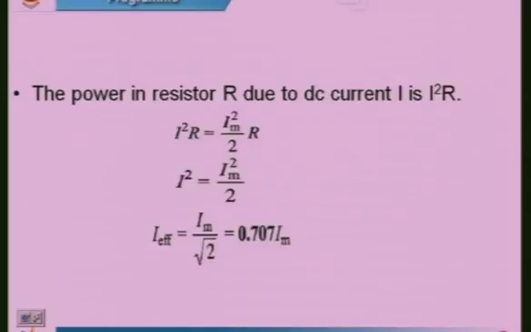Only sinusoidal alternating quantities will have the average value as 2 Im by pi or 2 Vm by pi or 2 Em by pi, and they will have an effective value of Vm by root 2 or Im by root 2.